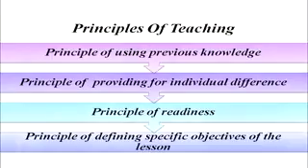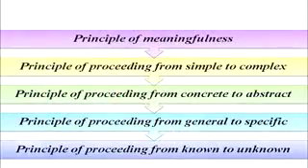Principle of definite specific objectives of the lesson. Every lesson has a specific objective and that is to be achieved by the teacher. It means there are pre-decided goals to be achieved. Principle of meaningfulness. If the learning material is not meaningful, it can't be retained, it can't be transferred. So, meaningfulness is required.